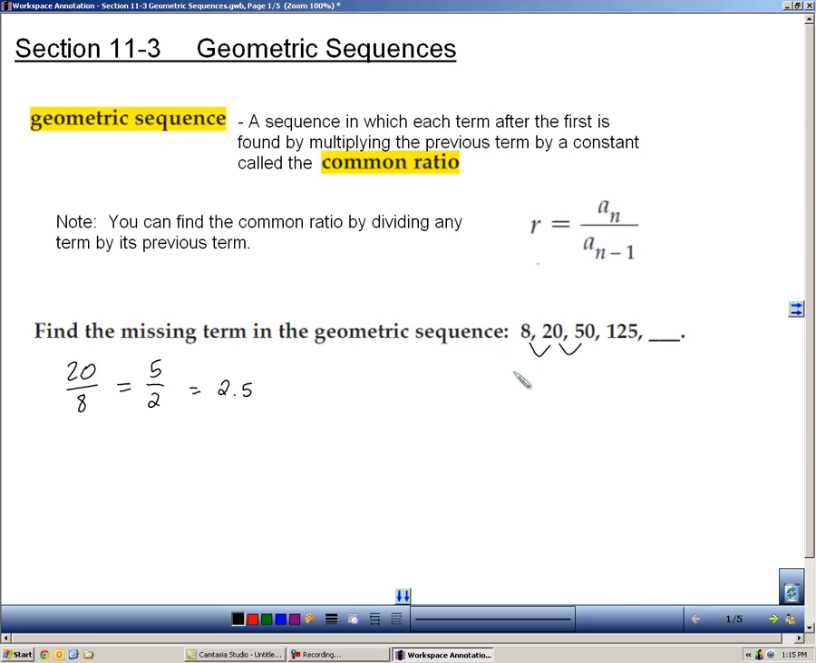And then if I do the same to 20 and 50, I divide 50 by 20, I again get 5 halves, which is 2.5. So it's easy enough for me to see the common ratio here is multiplying by 2.5. So if I take 125 and multiply that by 2.5, I'll be able to find the next term in the sequence. And that's going to be 312.5.